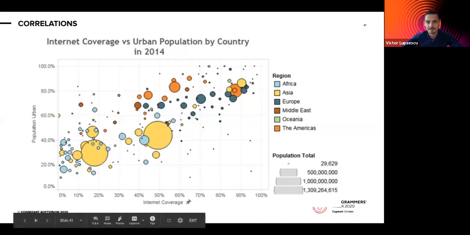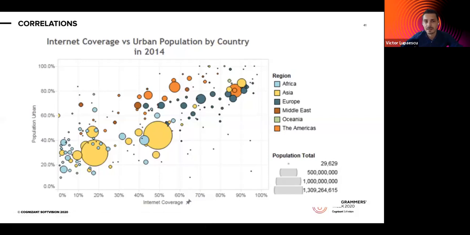On the left axis, sorry, you have the urban population. So what % of the population lives in urban spaces? So the higher a dot there, the higher percentage of population in urban areas. Each dot represents a country. It's important, I forgot to specify that. Each dot represents a country. The height, how high in the chart the dot is, represents the percentage of population in urban areas.